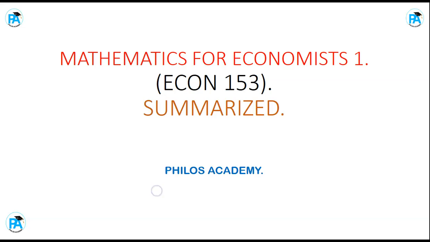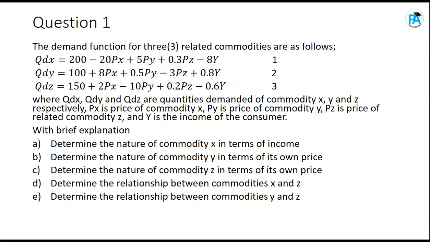So we are going to take question 1. Question 1 says the demand function for 3 related commodities are as follows. You are given equation 1, equation 2 and equation 3. Where QD sub X, QD sub Y and QD sub Z are quantities demanded of commodities X, Y and Z respectively. PX is price of X, PY is price of Y, and PZ is price of Z. And capital Y is the income of the consumer.